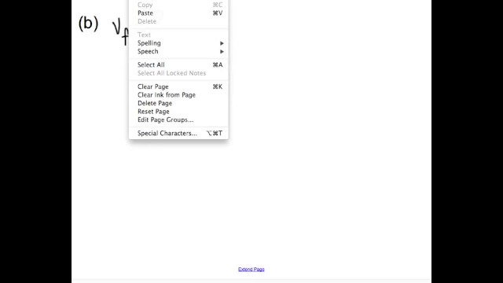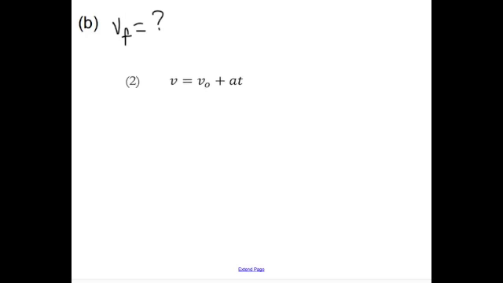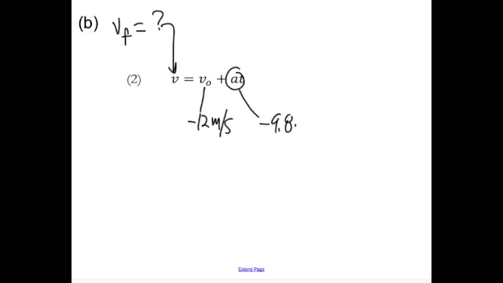So let's go back and paste that in. This is our equation. This right here is our final velocity. This is our initial velocity, which we know was the 12 meters per second downward. The acceleration is, again, our minus 9.8 meters per second squared. And the t is the time it took it to fall, which we just found. That's the 1.54 seconds.